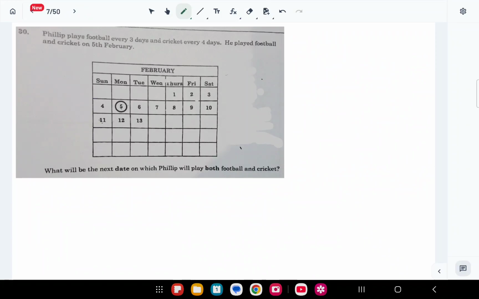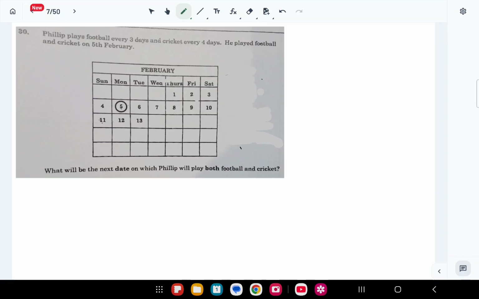Number 30. Philip plays football every 3 days and cricket every 4 days. He played football and cricket on the 5th of February. What will be the next date on which Philip will play both football and cricket? So basically what they're asking here is for the LCM, the lowest common multiple, which will align for both days, for both sports to fall on the same day.